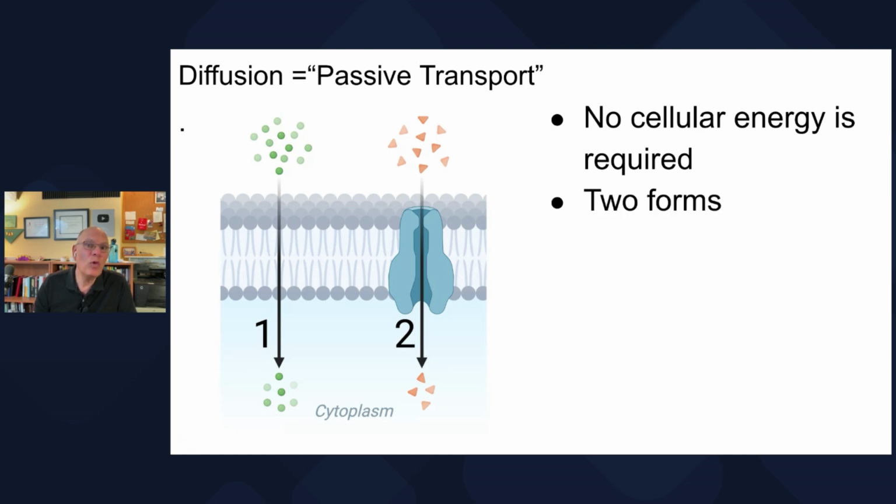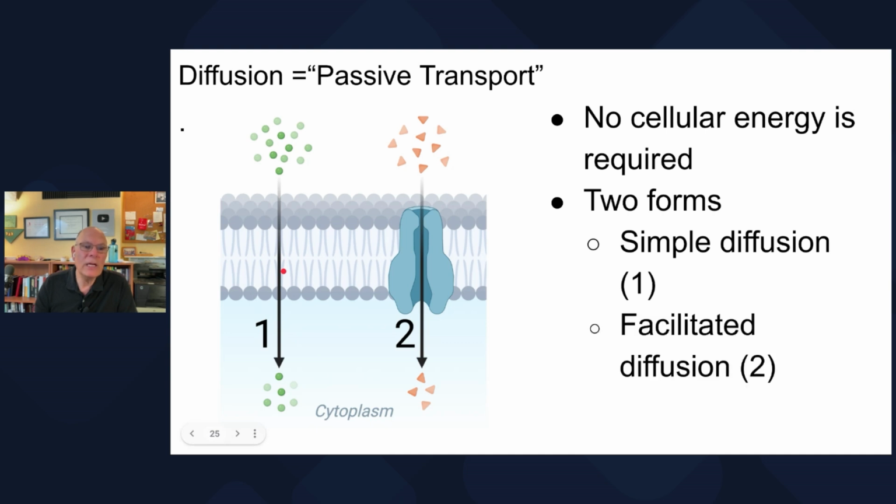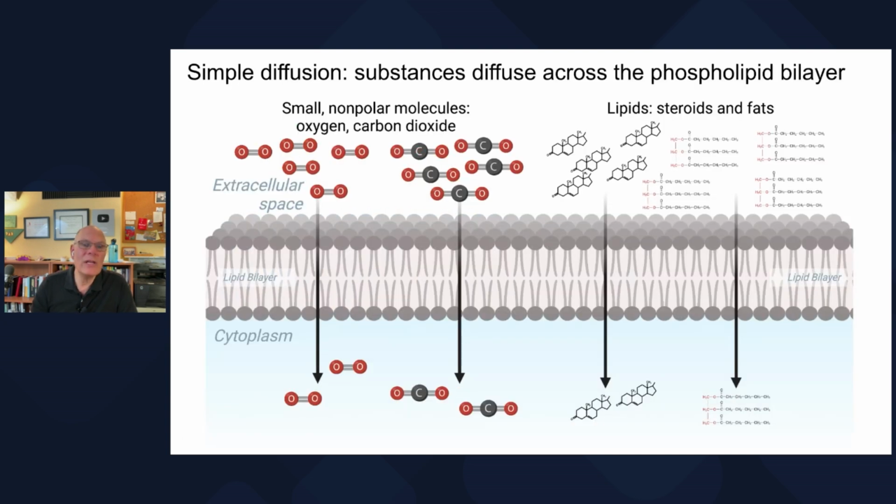And there are two forms of passive transport that you should know about. The first is simple diffusion. Simple diffusion is movement through the phospholipid bilayer. The other kind is facilitated diffusion, and that's diffusion through a protein channel. Let's talk about simple diffusion first. In simple diffusion, substances can diffuse across the phospholipid bilayer.